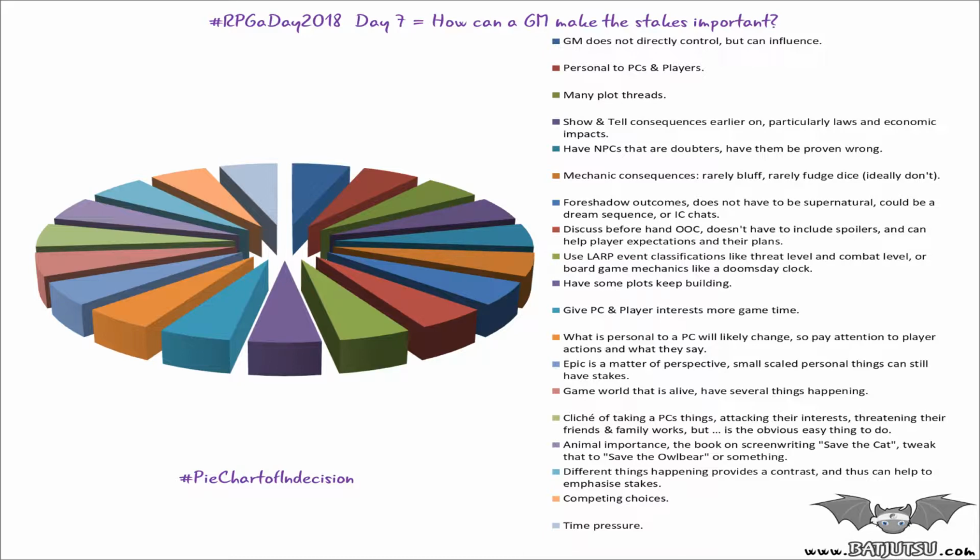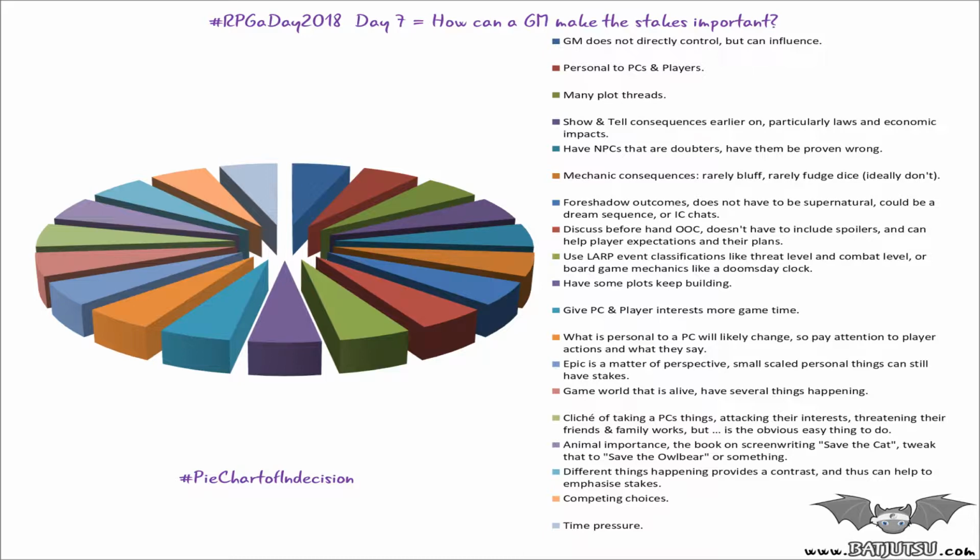Highlight how the game world is alive. Have several things happening at once. Now there's the cliche of taking a player character's things, attacking their interests, threatening their friends and family, and that does work, but unfortunately being a cliche, it's a bit obvious, and it can be a bit irritating as well. Players might actually expect it and be relieved when you don't do it.